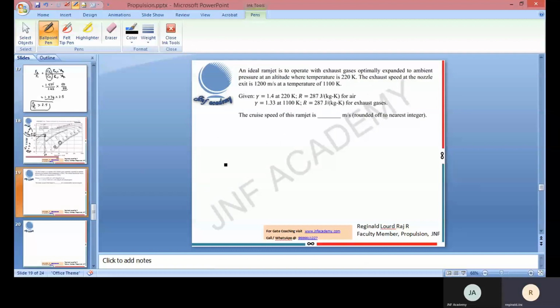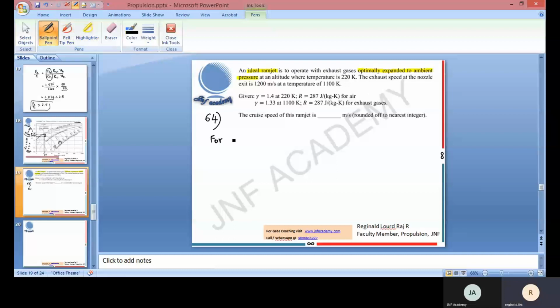The next is the question on the ramjet. This is question number 64. An ideal ramjet is to operate with exhaust gases optimally expanded to the ambient pressure. There are two simplifications. One is ideal ramjet, so the efficiency of components is not going to come. And it is optimally expanded to ambient pressure, so there's no pressure thrust issue coming into the picture. So a very simple standard analysis is there. If you would have done the analysis earlier, then in the exam you would have got the answer very easily.